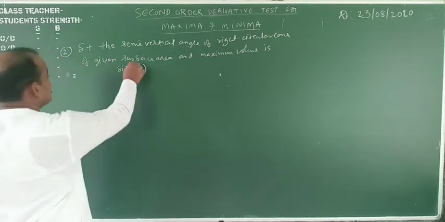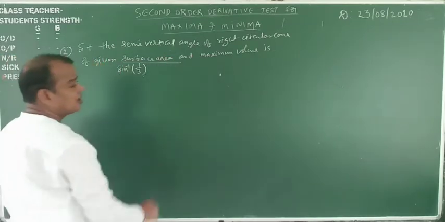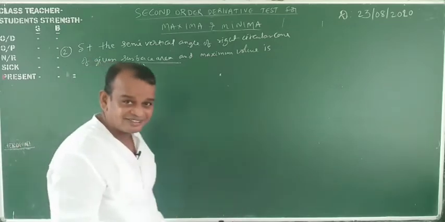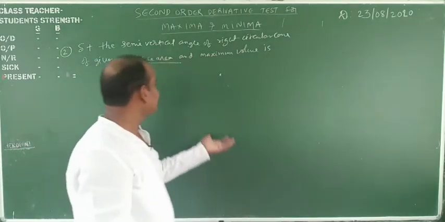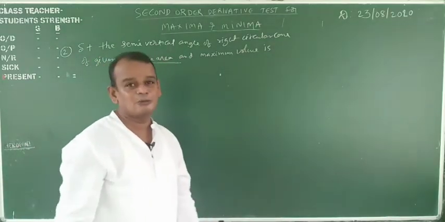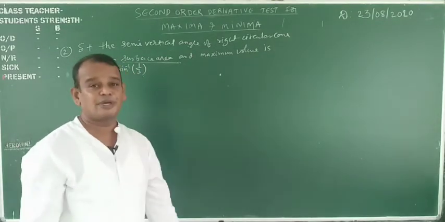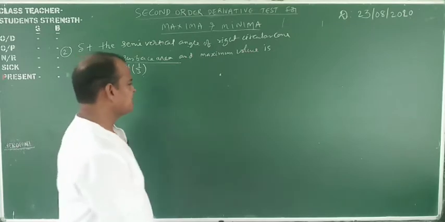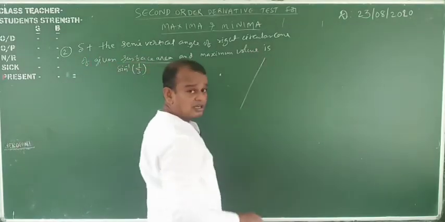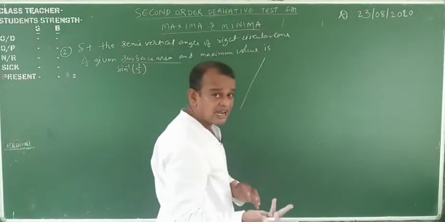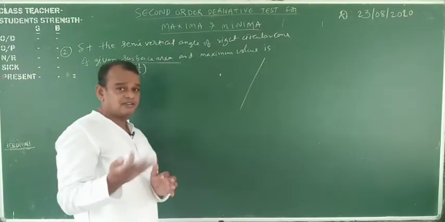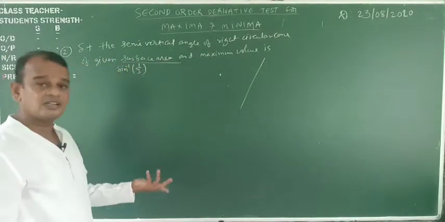But here the surface area is constant, whatever it may be. Now here volume is maximum, 100%. Then show that theta, the semi-vertical angle, is sin inverse of 1 by 3. Clarity or not? In the before problem slant height is constant. Here surface area is constant. That is the difference.